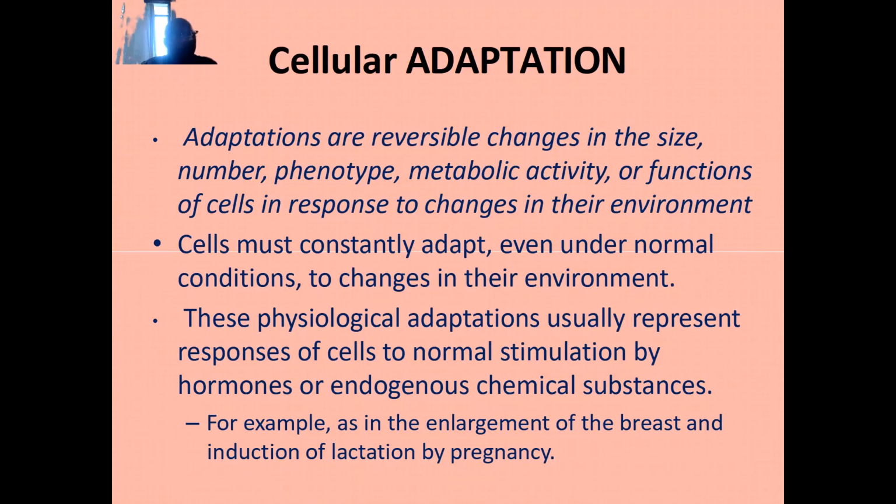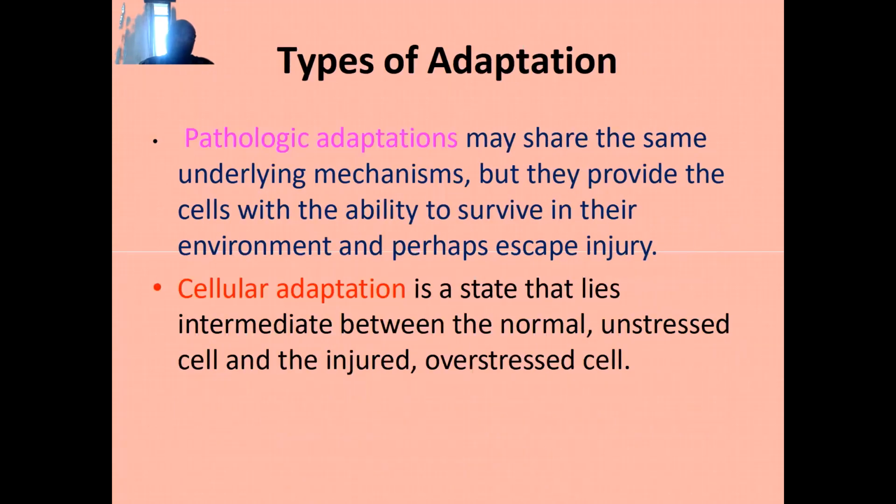So these physiological adaptations usually represent a response to normal cellular stimulation by hormones or endogenous chemical substances. For example, enlargement of the breast and induction of lactation in the breast by pregnancy. That is because of the hormones which are preparing the mammary gland for the major function of providing milk. So they have to change in preparation for this major activity in the body.